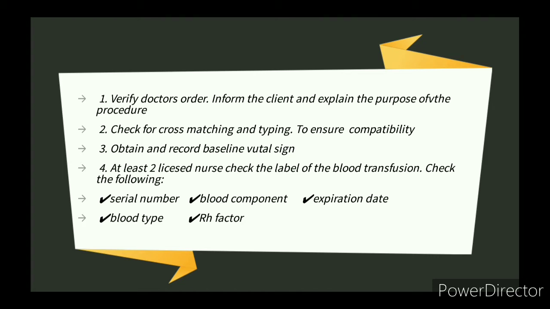Unang-una is serial number. Number 2, blood type. Number 3, blood component. Number 4, RH factor. And last is the expiration date of the blood. Yan po yung chine-check ng 2 licensed nurse ang label ng blood transfusion bago po i-transfuse sa pasyente.